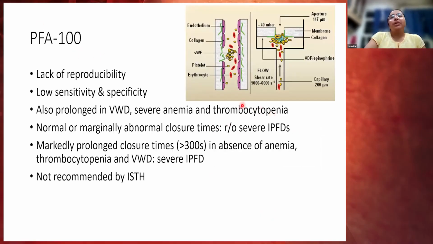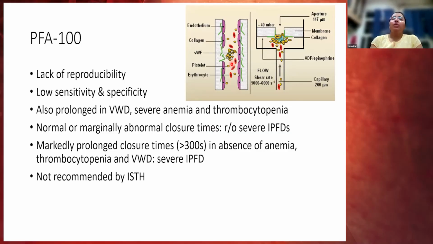Now, PFA 100 is a device where you effectively are making the blood flow at a high shear rate through this aperture in the membrane. So this membrane is coated with collagen and ADP or collagen and epinephrine. So you are making the blood flow through it, and if there is a good amount of von Willebrand factor, if the platelet function is okay, this will lead to a closure of the membrane by formation of the platelet plug. So you're basically measuring the capacity of the platelets to form a plug.